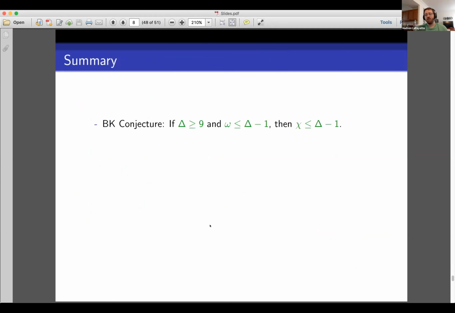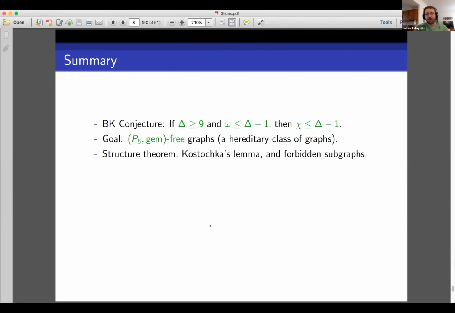So in summary, we're proving the Borodin-Kostochka conjecture. We're doing this for P5 gem-free graphs, but you could sort of do the same structure with any hereditary class of graphs. You have to have a global structure theorem, which we got from Chudnovsky et al. when they proved it for Reed's conjecture. Kostochka's base case lemma. And we had some knowledge about some local structures. You didn't see it in this case, but we used it in the other cases.